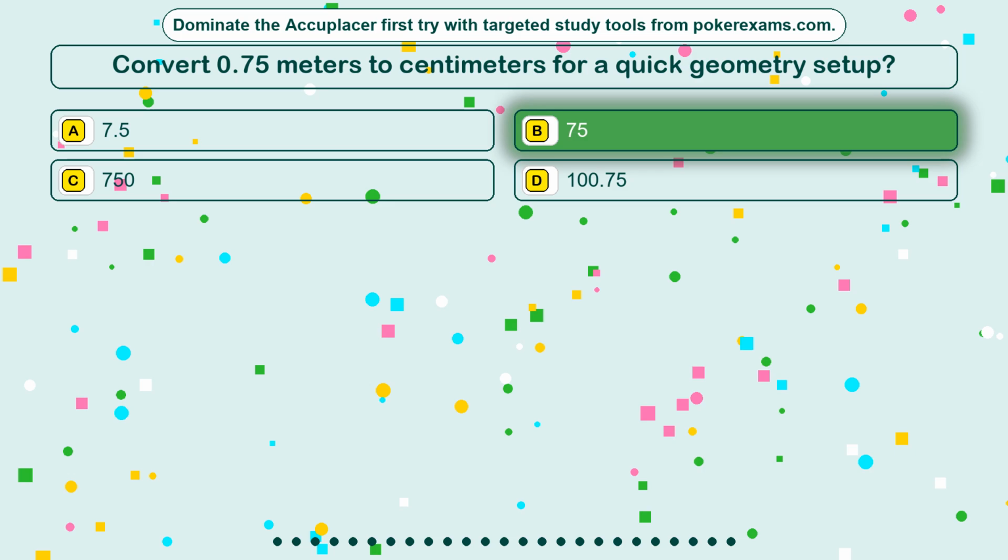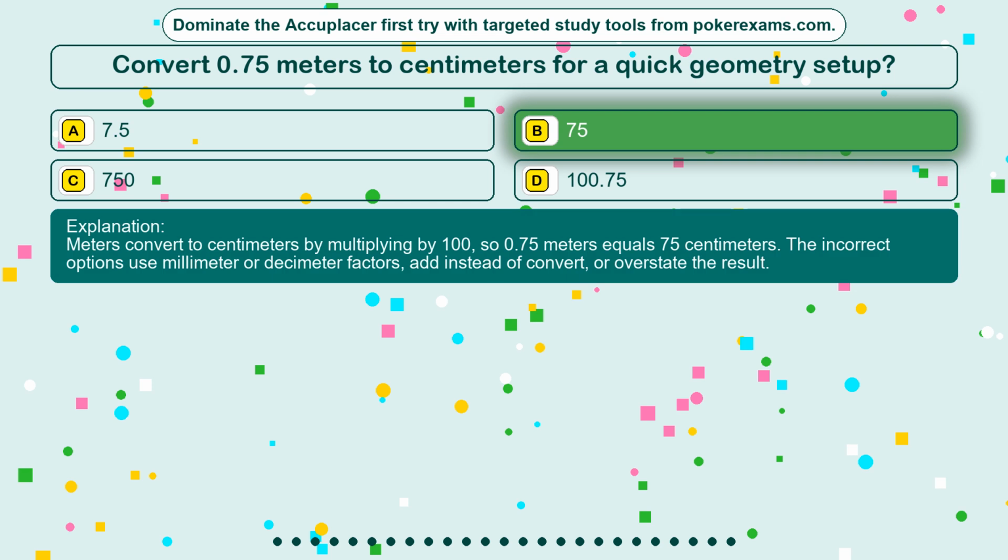The correct answer is option B, 75. Meters convert to centimeters by multiplying by 100, so 0.75 meters equals 75 centimeters. The incorrect options use millimeter or decimeter factors, add instead of convert, or overstate the result.